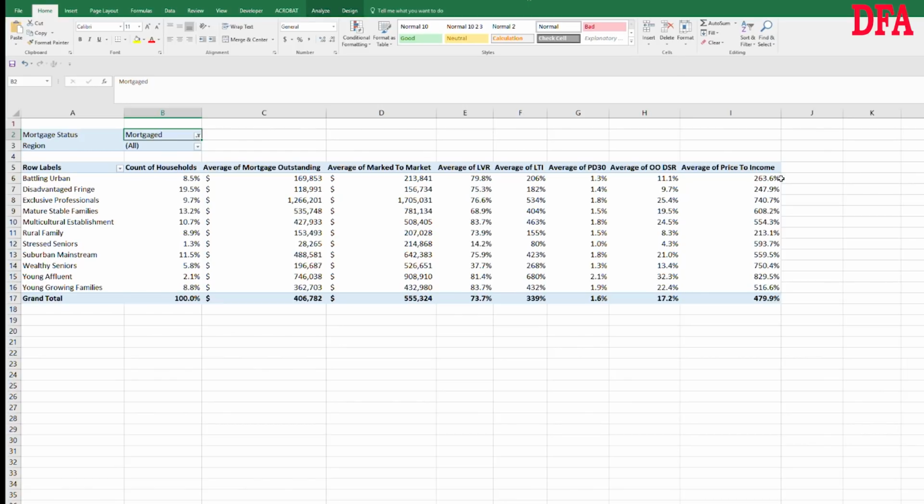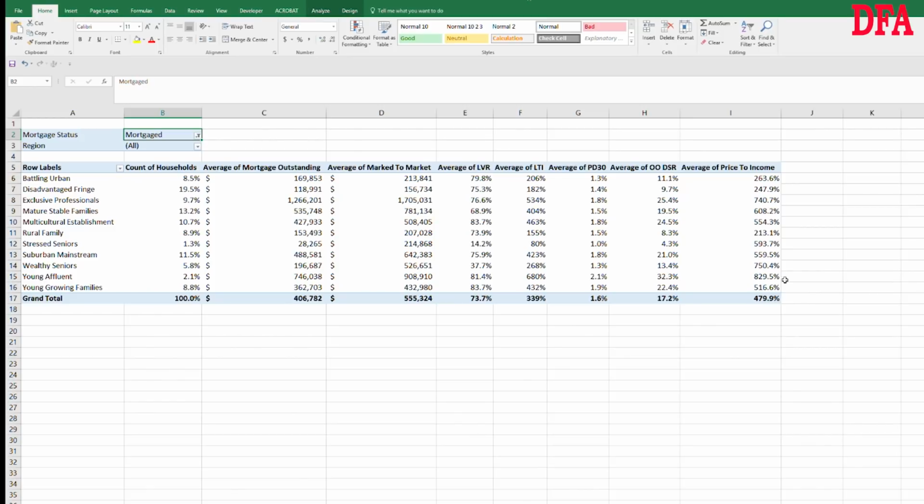You can also look at the price to income ratio as well. Again, there are some quite interesting differences in terms of the different price to income, but it's worth highlighting that the young affluents stand out as that group which has the highest price relative to their relatively strong incomes. So that's one way of looking at our data.